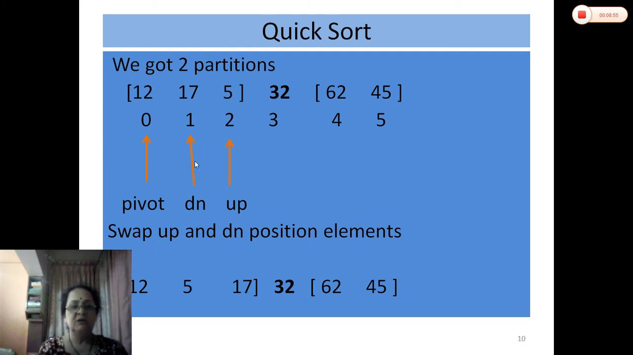Now at this position 17 is bigger than 12, so we have already reached from the left side an element which is bigger than the pivot 12, and from the right side we have already reached an element which is smaller than the pivot, that is 5. So when this is the case, we swap the up and down position elements. So what we get is 12, pivot as it is, and then 5 and 17 are swapped, and the remaining elements are written as they are.